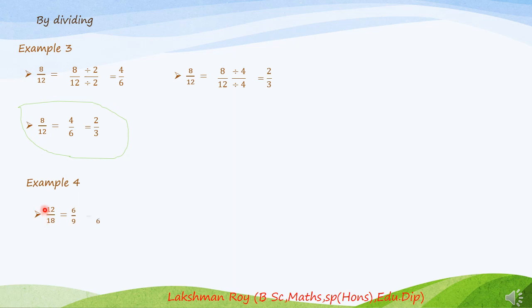Then 4: you can't divide 18 by 4. 5 can't either. By 6 you can divide both 12 and 18. That means 12 divided by 6 is 2, and 18 divided by 6 is 3. Understand? So without this multiplication step you can write equivalent fractions by the dividing method. Here 12/18 has 3 equivalent fractions, while for 8/12 you can find only 2 equivalent fractions by dividing.